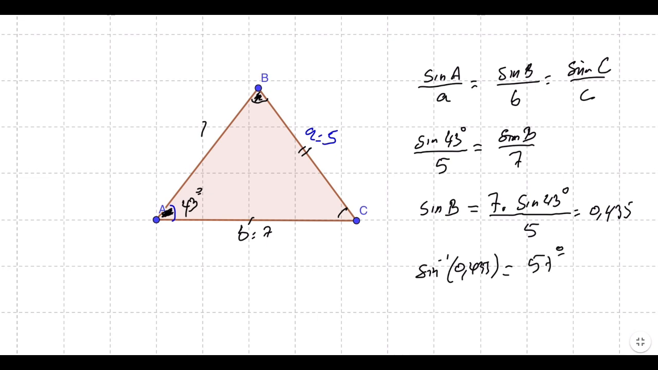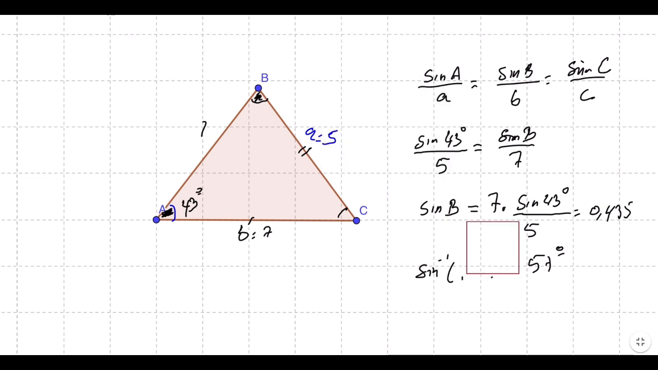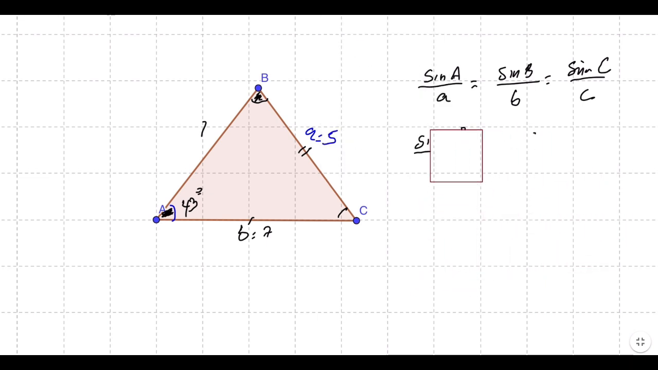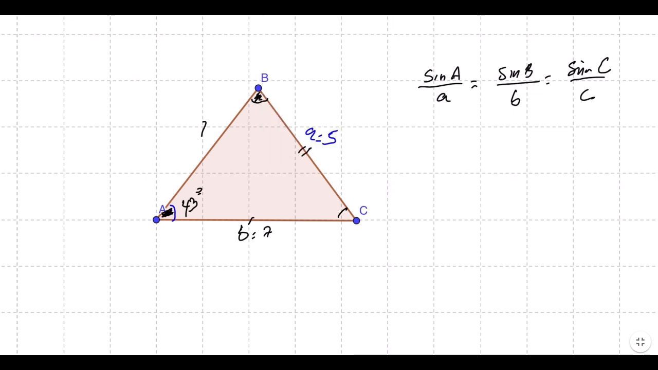In the same way you can also do the opposite. You can also do A over sine A is equal to B over sine B, and from there you can also isolate for sine B.